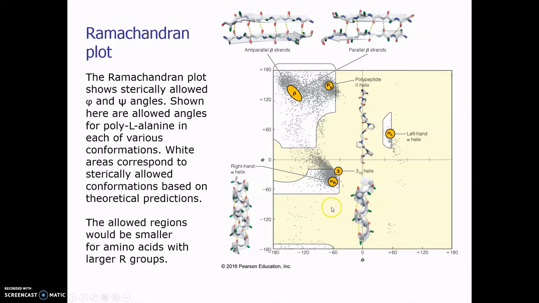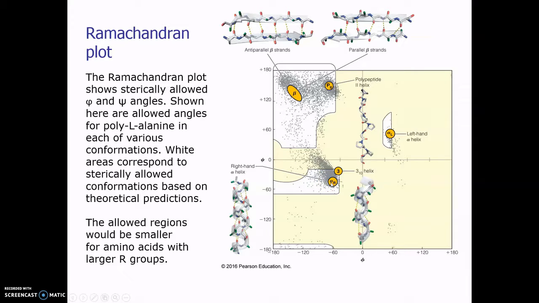This is occurring, again, for two reasons. Some of these are just not allowed, such as this crosshair region. There are some other regions that are not particularly allowed either. But then there are particular regions that not only are allowed, but are stabilized by the formation of hydrogen bonds in these secondary structures. So here we have all the beta sheets existing over here, the alpha helices existing over here. And these create low energy states, which make them favorable.